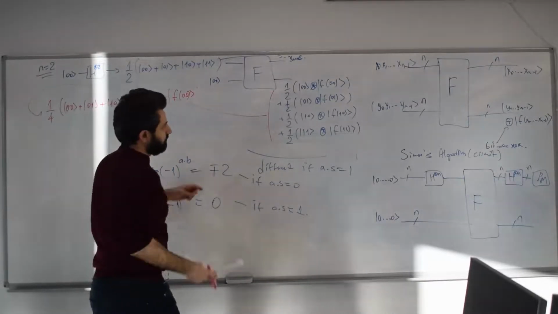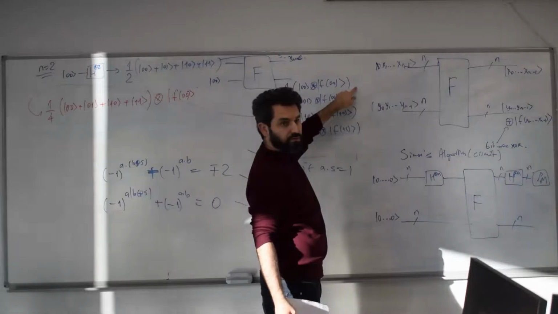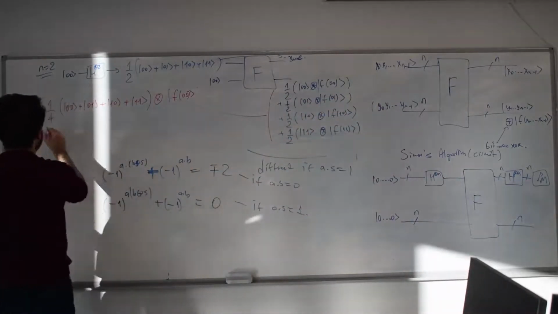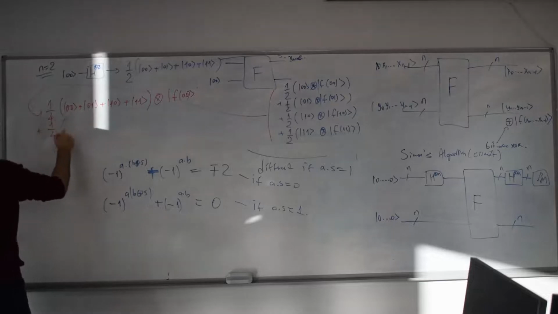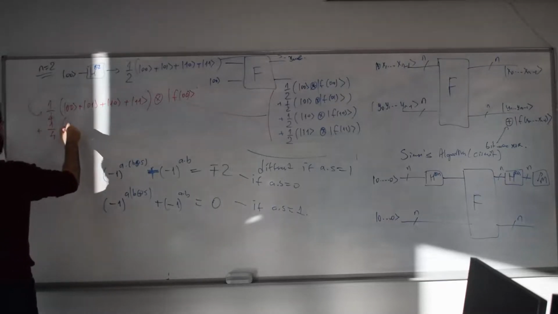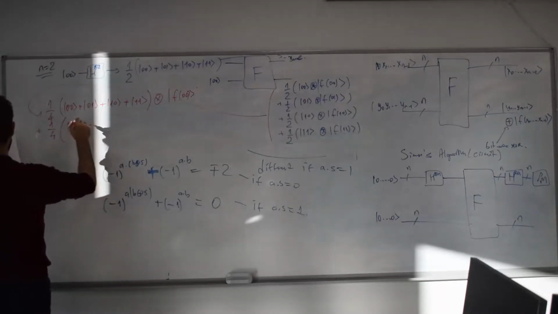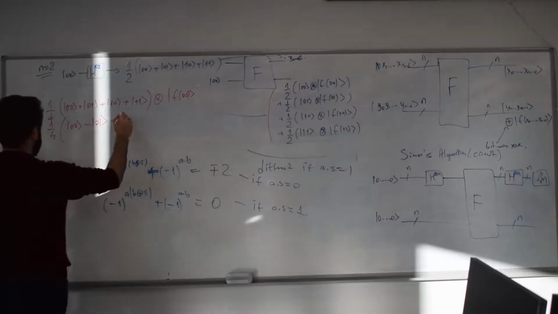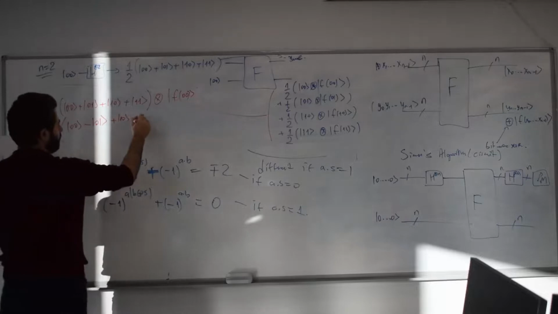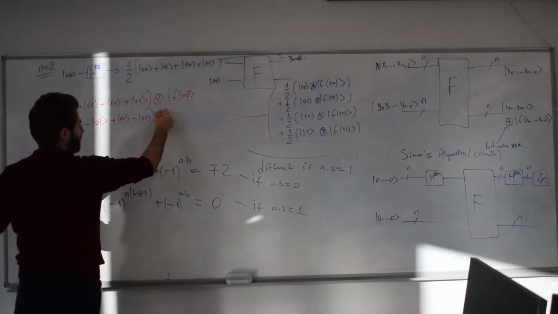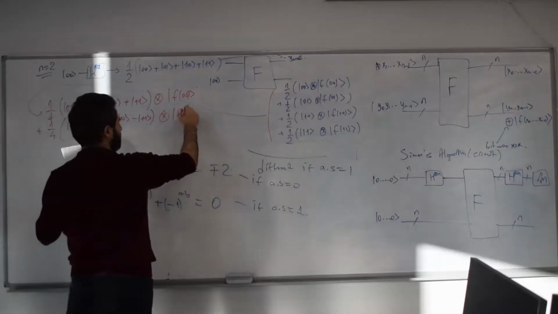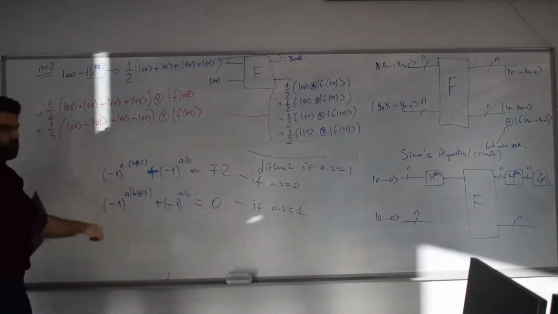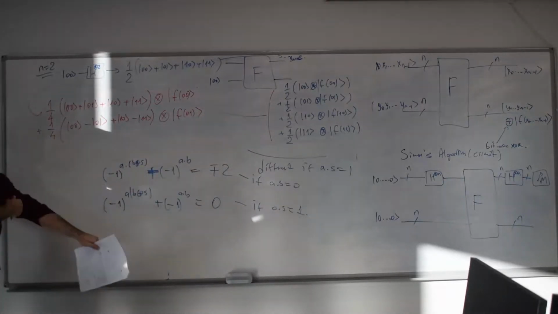Okay, f(0, 0). So I actually handled the first one. For the second one, I have 1/2, another 1/2 coming from the Hadamard, so it's 1/4. The Hadamard will make 0, 0 minus 0, 1, plus 1, 0 minus 1, 1, right? And then that is tensored with f(0, 1). Why do we have plus, minus, plus, minus? Because of the second row of the Hadamard gate.